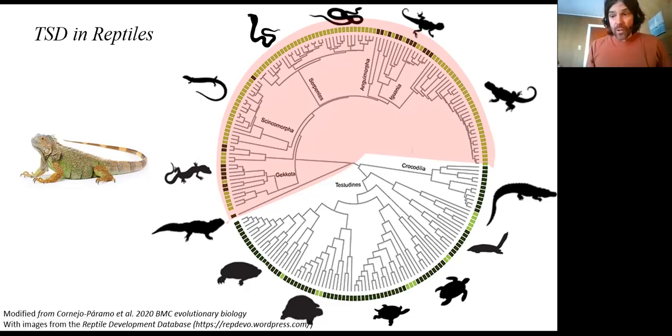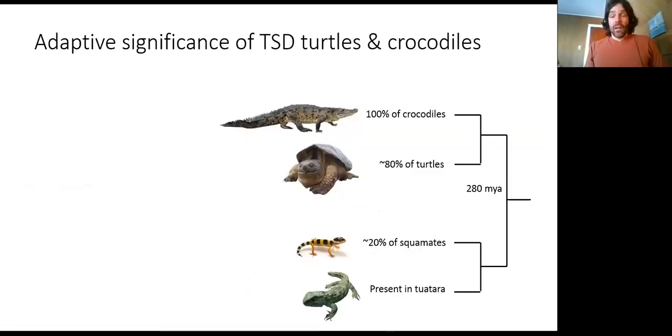So what I'm going to do is try to explain, or justify why we might want to explain, the adaptive significance of TSD for each one of these clades separately. You can see that most turtles and crocodilians have retained TSD. They also happen to have really similar life histories. They tend to mature at a relatively late age and they live forever. Whereas squamates mature relatively early and they don't live very long. So we have completely different life histories in squamates and in crocodilians.